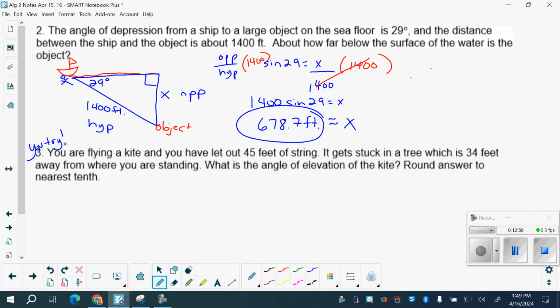I did it already. 45 string. Okay. Very nice. Yeah, good. So I'm expecting you to work on this on your own right now. Once you're working on the U try, number 3.